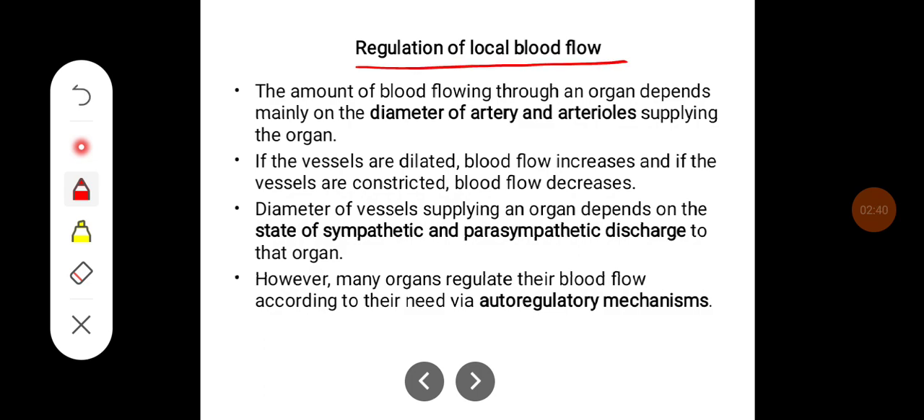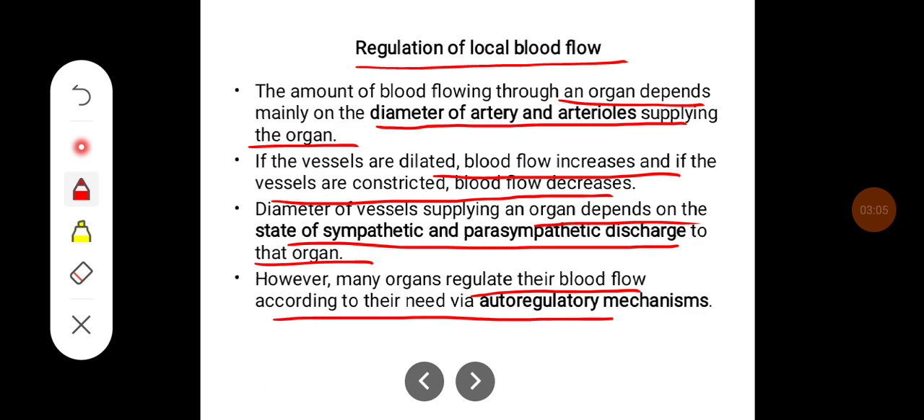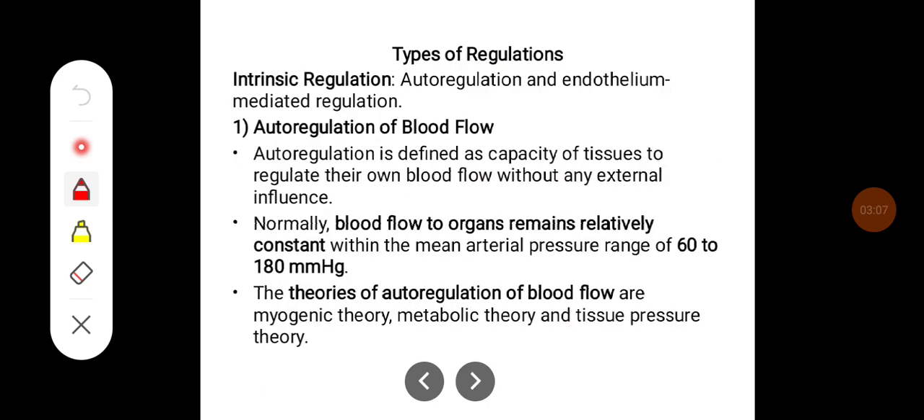Regulation of the local blood flow. The amount of blood flowing through the organs depends mainly on the diameter of artery and arterioles supplying the organs. If the vessels are dilated, blood flow increases, and if the vessels are constricted, the blood flow decreases. Diameter of vessels supplying an organ depends on the state of sympathetic and parasympathetic discharge to that organ. However, many organs regulate their blood flow according to their need via autoregulatory mechanisms.